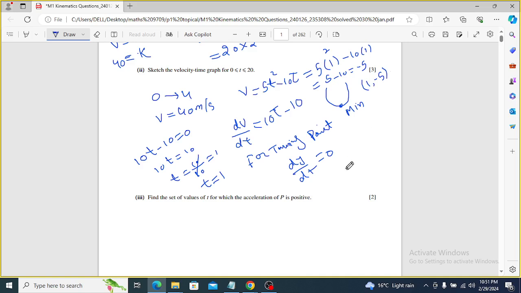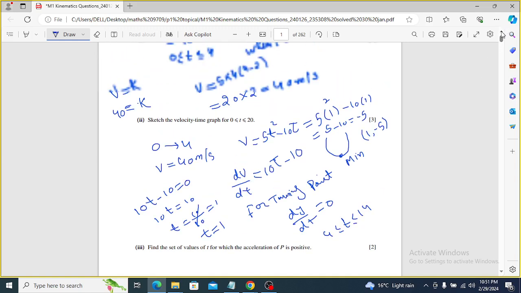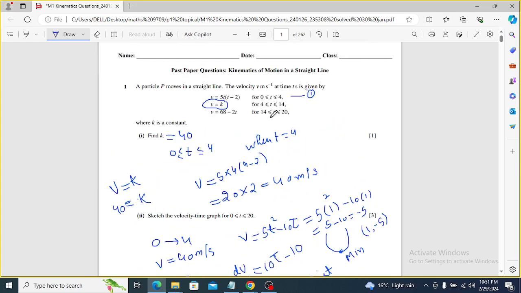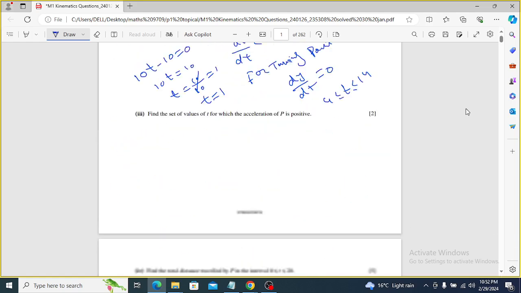Now the third time interval is 4 less than or equal to t, which is less than or equal to 14. दानियल फोकस. We have an equation for the third interval. For the third interval I have the equation v equals 68 minus 2t, and for the second interval v equals k, so that is the same answer.